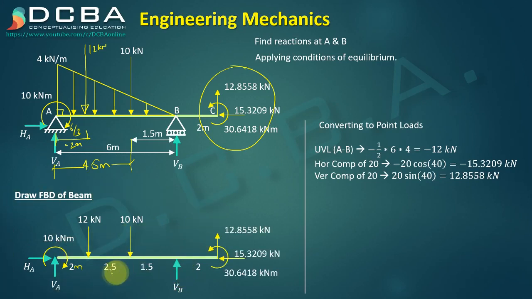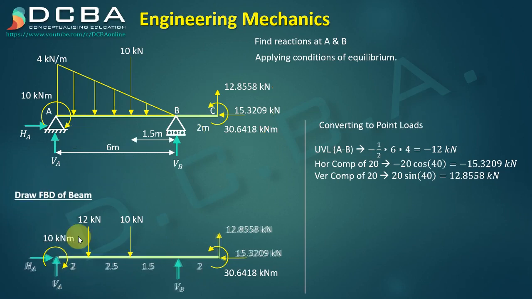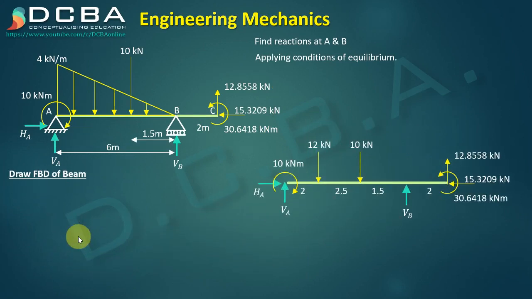So this is our free body diagram. After drawing the free body diagram, we just have to now apply the conditions of equilibrium, starting with summation Fx equals 0. So summation Fx equals 0, this HA is acting in the positive x-axis, so it is plus HA, and then we have this horizontal force, which is minus 15.3209, so HA comes out to be 15.3209 kilonewtons.